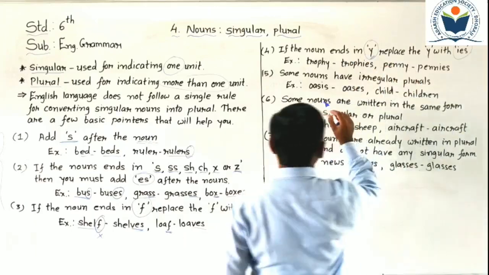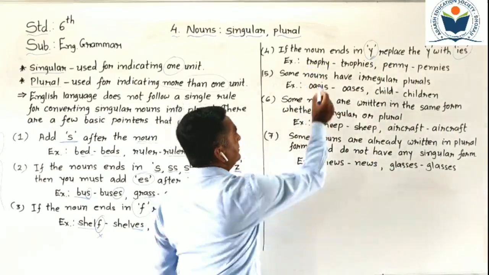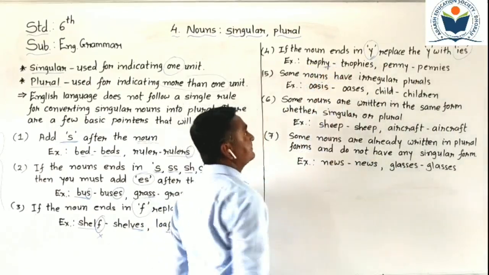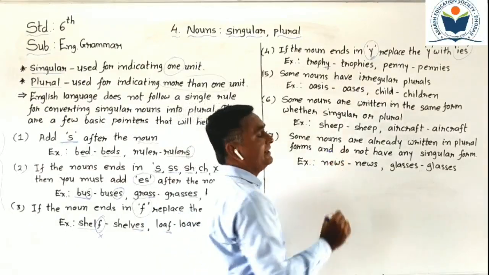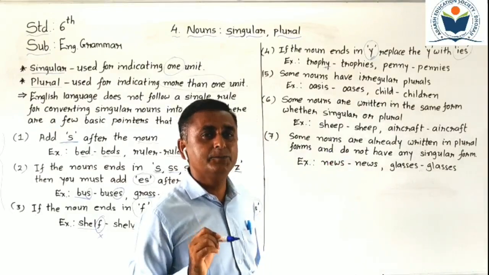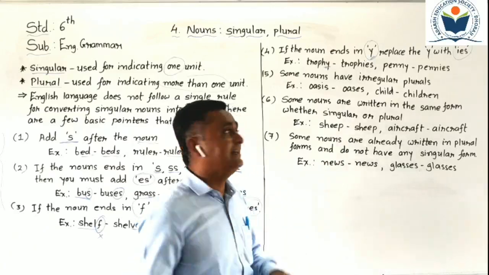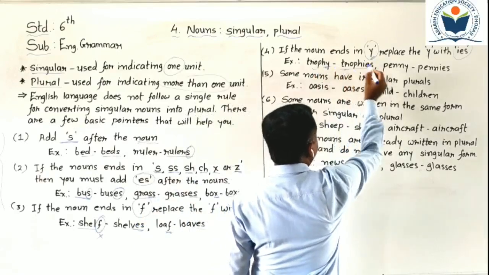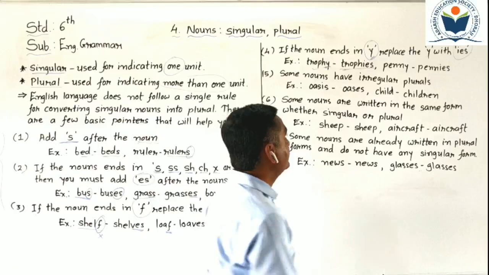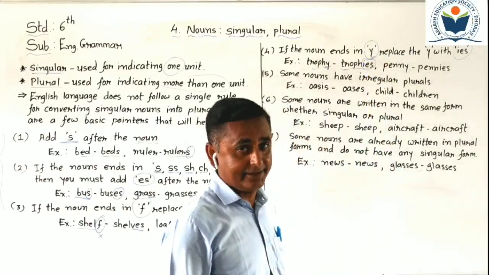An example is given here. See, trophy. Trophy's last letter is y. So y is converted into i and then we put es, or otherwise remove y and put ies. So trophy is a singular word here, and trophies becomes the plural word here. Instead of y, we have to put ies here.